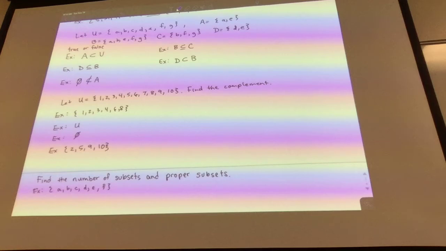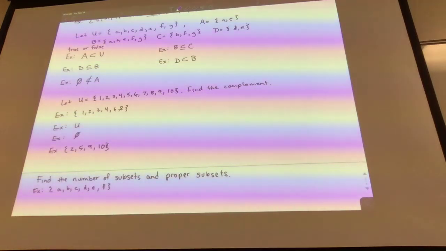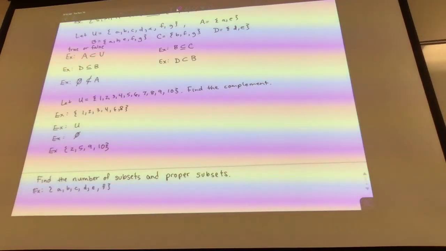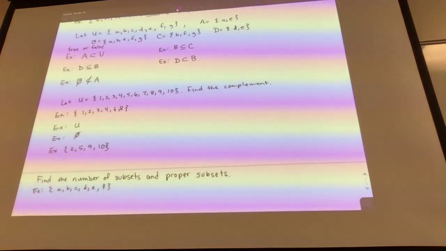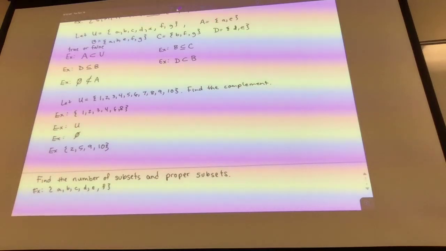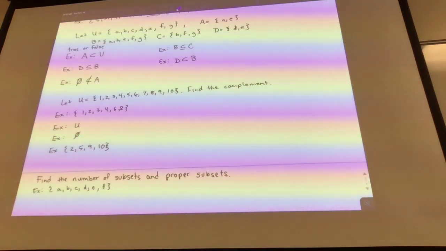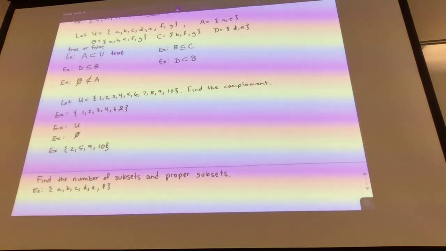We want to know, is A a proper subset of the universal set? So when we look at A, we have A and E. Are those included in the universe? Yeah. Okay, so is it true or false? So we would say yes, that's true.